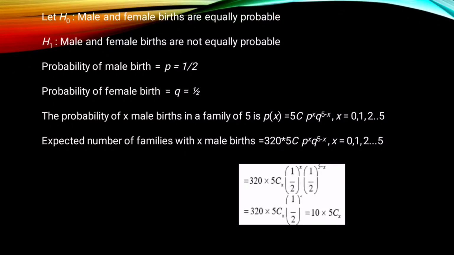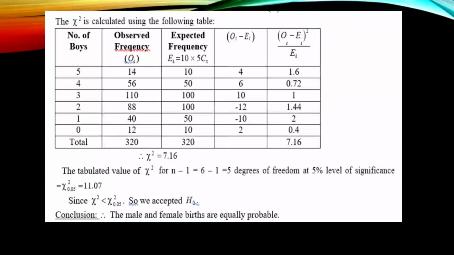Now the probability of x male births in a family is P of x equal to 5Cx p power x q power 5 minus x. X varies from 0 to 5. Expected number of families with x male births is 320 into above P of x value. So now the chi-square is calculated using the following table.